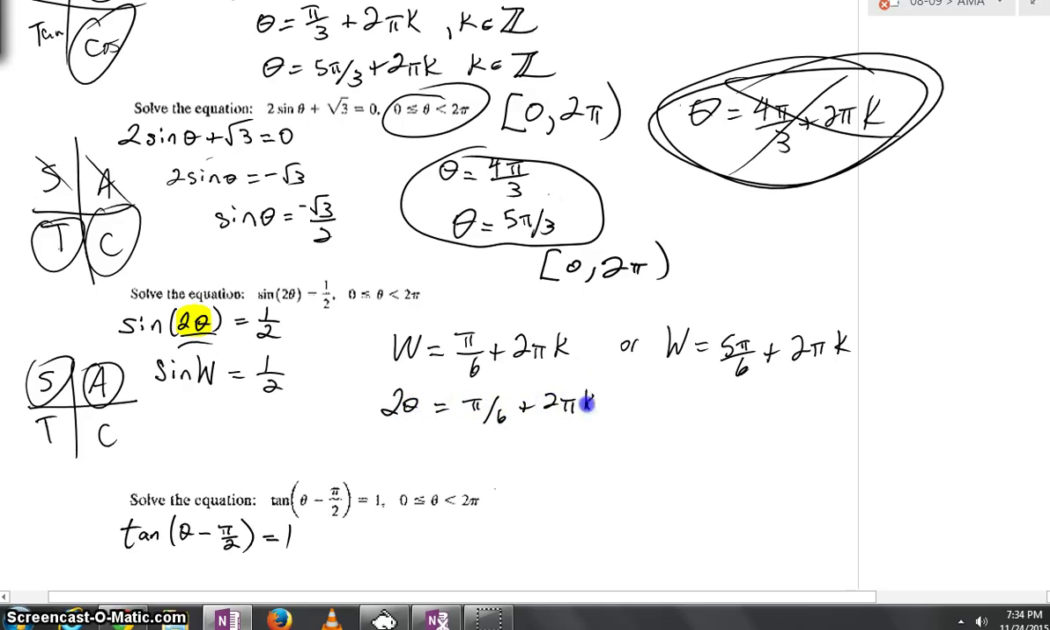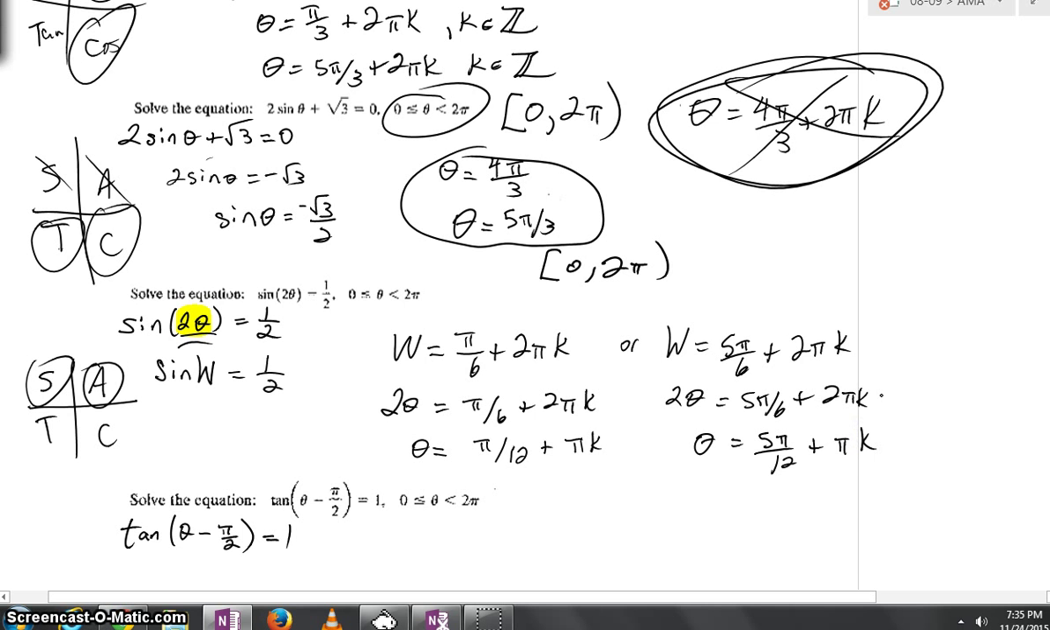If we were to solve substituting back in that 2 theta is equal to pi over 6 plus 2 pi k, when I would take half of every term here, or divide it by 2, I'd get pi over 12 plus pi k. In a very similar way, if we were to solve for theta, I'd take half of each term, divide it by 2 in other words. I'd have 5 pi over 12 plus pi k.